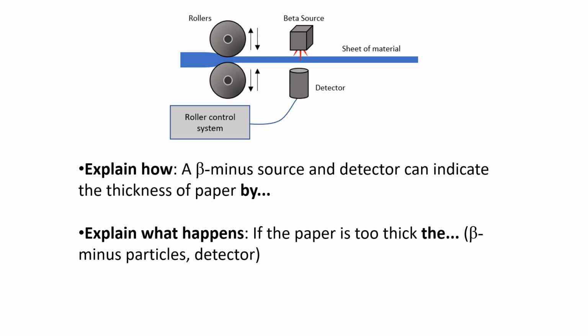Explain how a beta minus source and detector can indicate the thickness of paper. Explain what happens if the paper is too thick, using the keywords beta minus particles and detector.